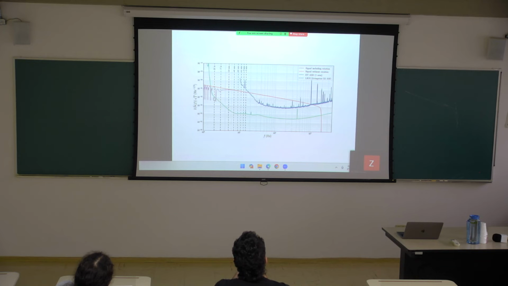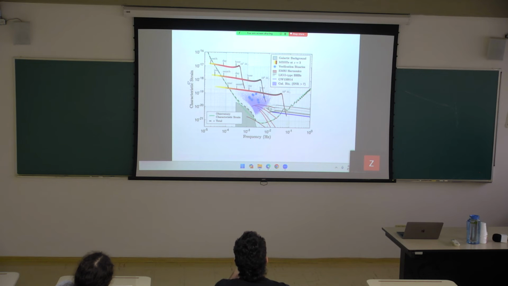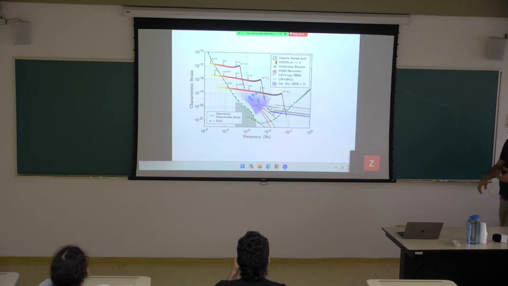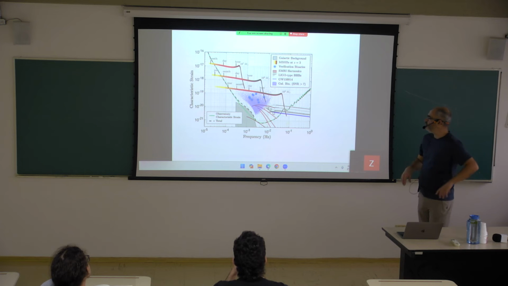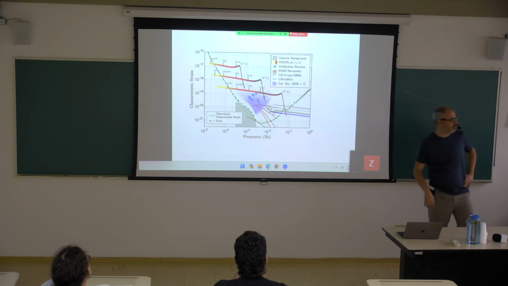Another plot you can see, specific for LISA, is a list of sources which are interesting for LISA. You see the massive black holes of 10 million solar masses. According to the mass, they sweep this kind of signal in the LISA frequency band. And there are also galactic, or maybe extragalactic as well. Yeah, it's also extragalactic, you're right.